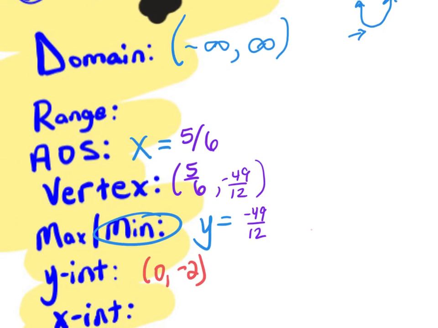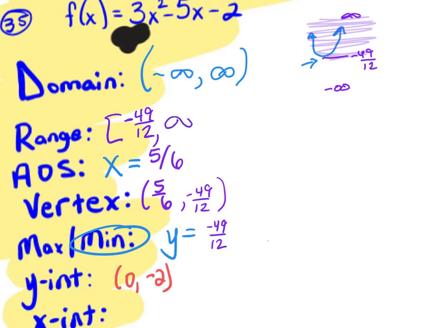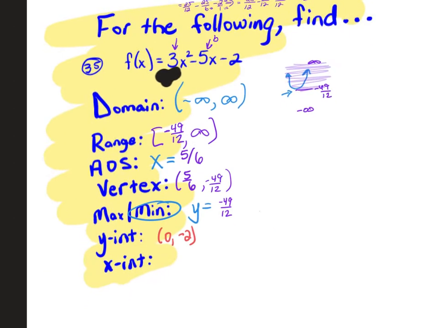So when I talk about range, right, my range is from bottom to top. So we are at negative infinity and then this point at the bottom is negative 49 over 12, and then we have positive infinity. So my graph exists, guys, up here in this area. So my range would be from negative 49 over 12 to positive infinity. And it includes negative 49 over 12, so I use a bracket.